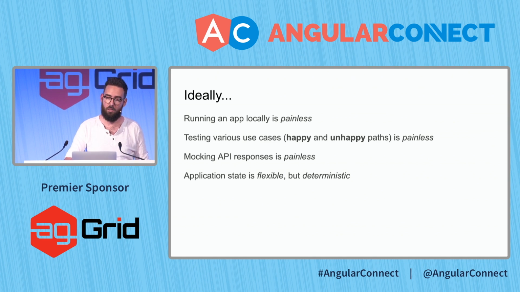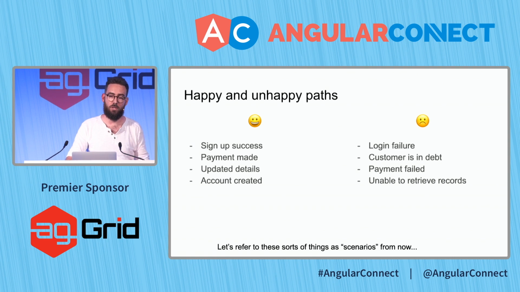What we're referring to with happy and unhappy paths here: your user is signing up to your application and can do that successfully, or if they need to make a payment, they can do that, etc. And you can see there as well some things that aren't quite happy paths: customers in debt, payment failed, unable to retrieve records, maybe your server's thrown back a 500 or whatever. I'll probably interchangeably refer to happy and unhappy paths like that, or refer to them as scenarios as well. So just to give you the heads up on that.